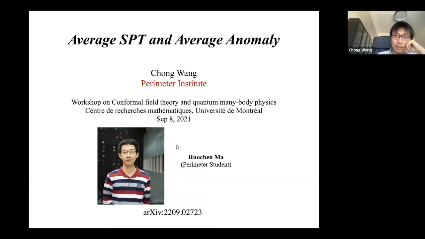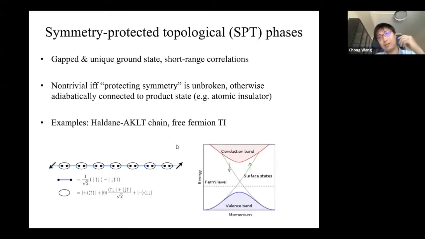The story is about a generalization of what's called symmetry-protected topological phases and a related concept, the 't Hooft quantum anomaly, to what's called average symmetries. So let me start by quickly reminding you what these words mean in the usual setting.